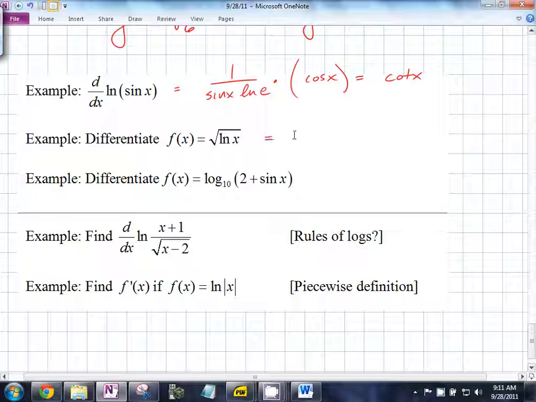What about this one? If we differentiate this, it's going to be 1 over 2 plus sine x. That's x in this case. ln 10, ln of 10 times what? Times cosine x. Cosine x. Yeah. Chain rule still applies. Now, what about this right here?